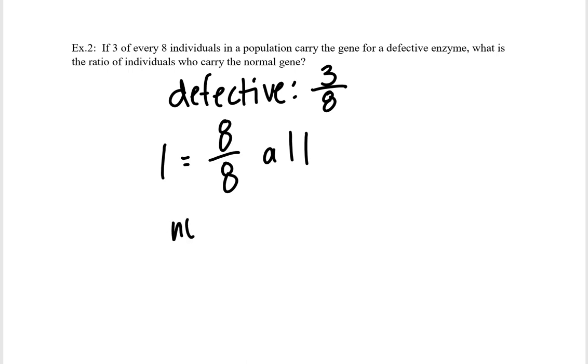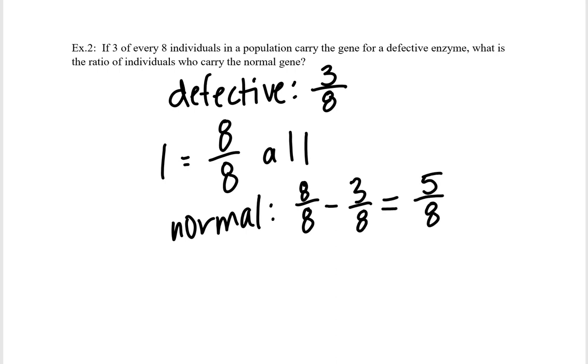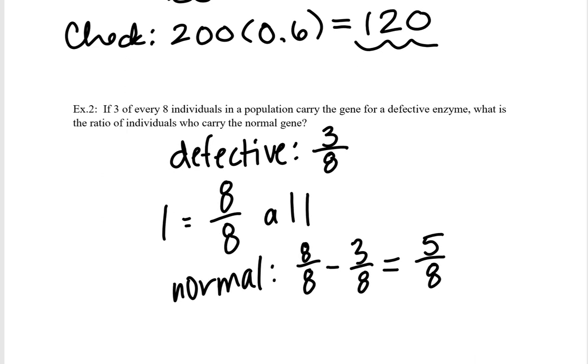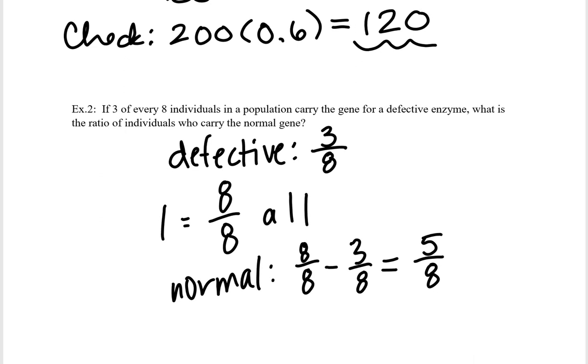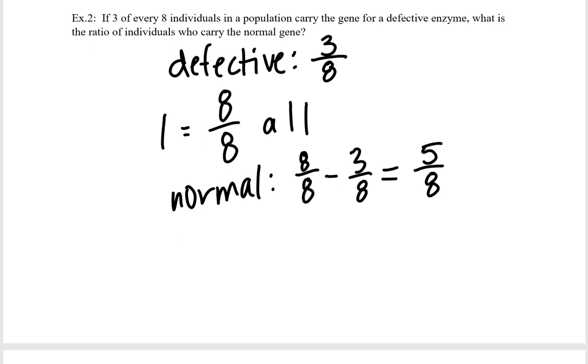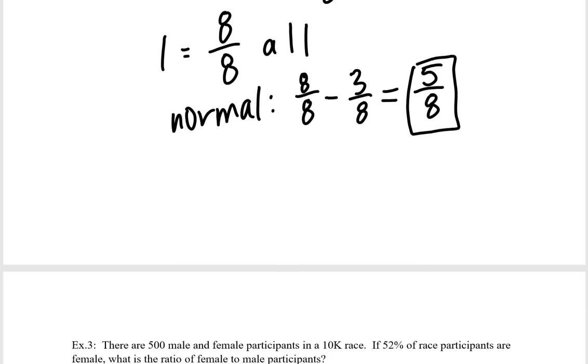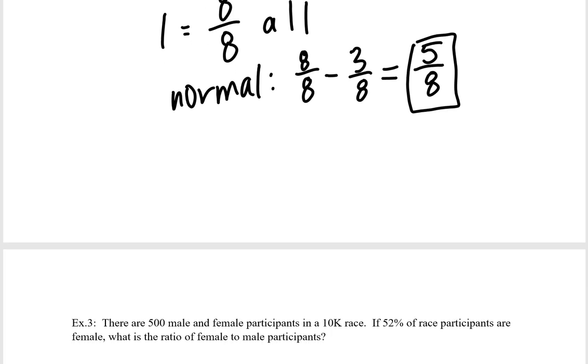So to get the normal, you could just say 8 over 8 minus 3 over 8, and that will give you 5 over 8. So this is the answer that we are looking for here. I'm trying to highlight it, but I guess it doesn't want to work. Okay, so this would be your final answer. Okay, next example.